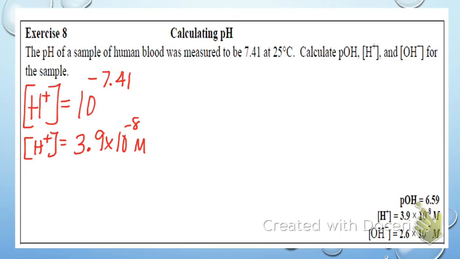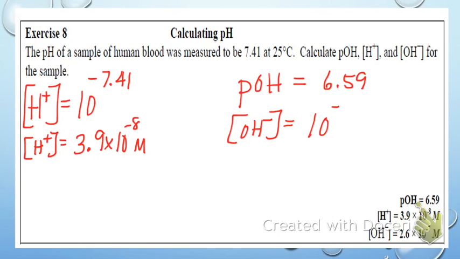Okay. So we could also go ahead and get our pOH here, right? What's our pOH going to be? 6.59. How'd you get that, Rohan? Very good. And so now to get our hydroxide concentration, we're going to do 10 raised to the negative 6.59. And again, we need just 2 significant figures, so that should be 2.6 times 10 to the negative 7 molar.